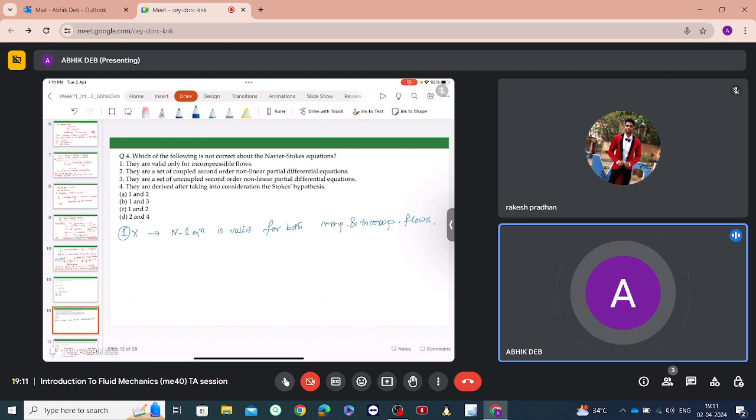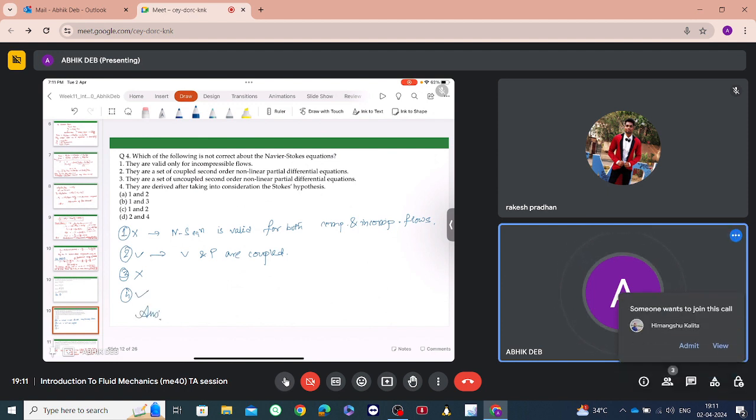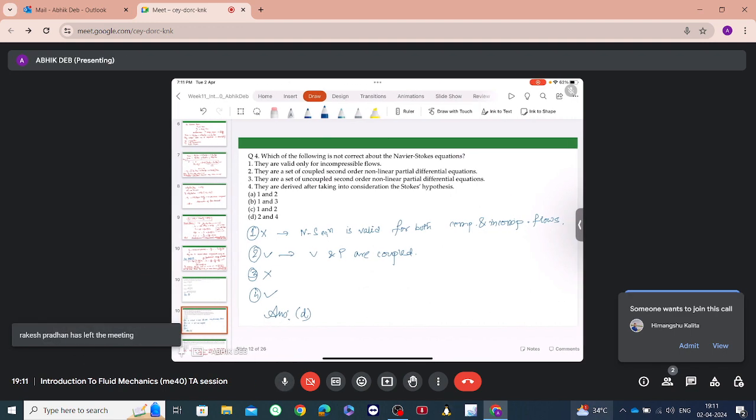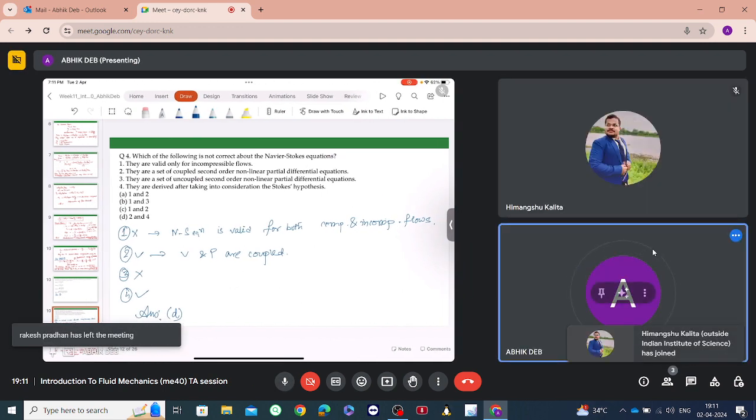Okay, they are a set of coupled second order nonlinear partial differential equations. Two number is correct. They are a set of coupled equations because the velocity and pressure are coupled into second order nonlinear partial differential equations. Set of uncoupled, no, they are coupled, so the option 3 is not correct. They are derived after taking into consideration the Stokes hypothesis, so 4 is correct. So 2 and 4 are correct, that is option number D is correct.